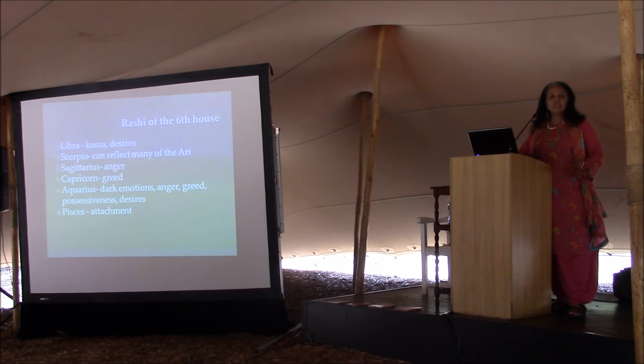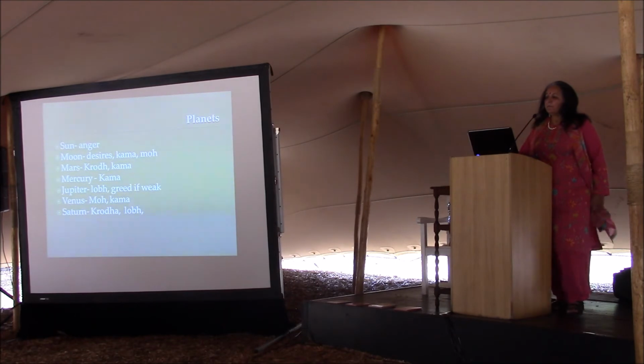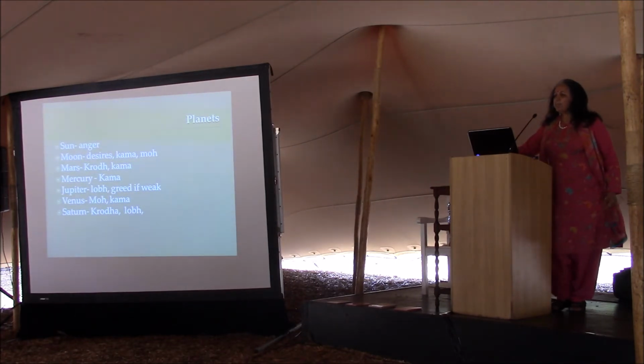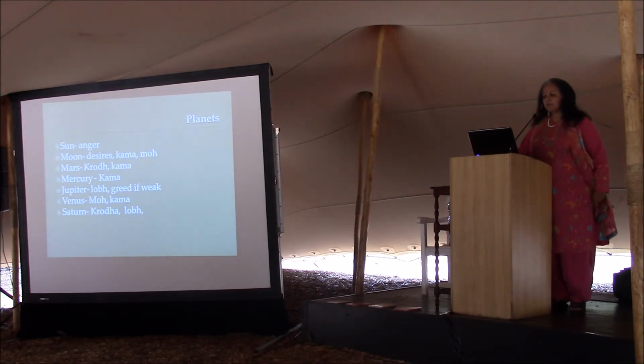But naturally, as an individual, the 6th and the 8th house are not easy to understand because they're not visible to you. We can see the 7th house, we can see the 4th, but we can't see the 6th house. So that is an important aspect. And then just giving you the planets again, Sun is anger.